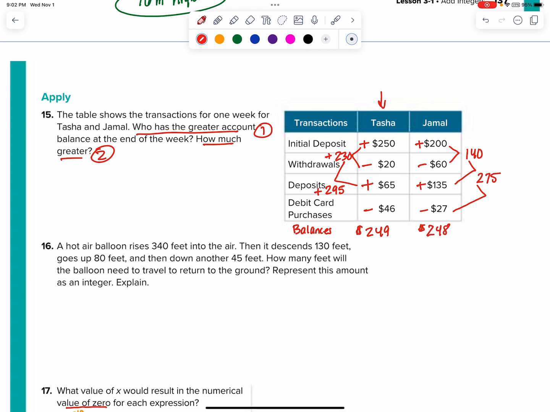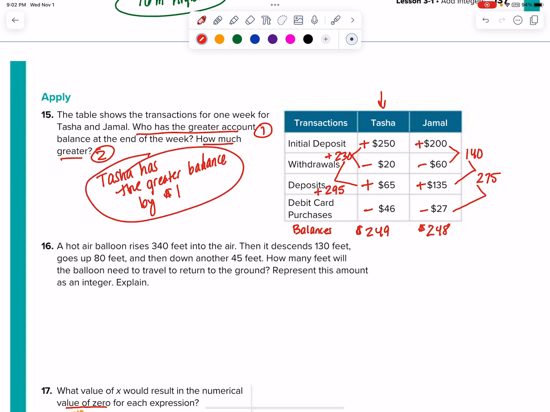Okay, so pretty close. So who has the greater account balance? Question 1. Tasha has the greater balance. And how much greater? By $1. There we go. I'm just going to answer it all in one. Okay. All right. There we go.